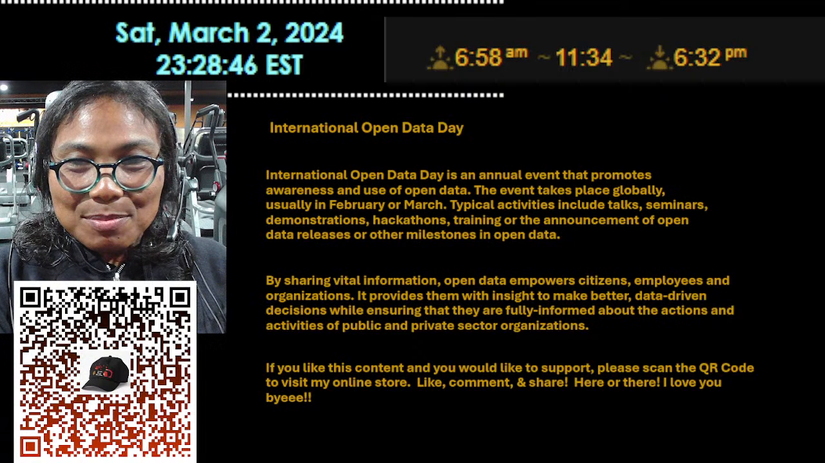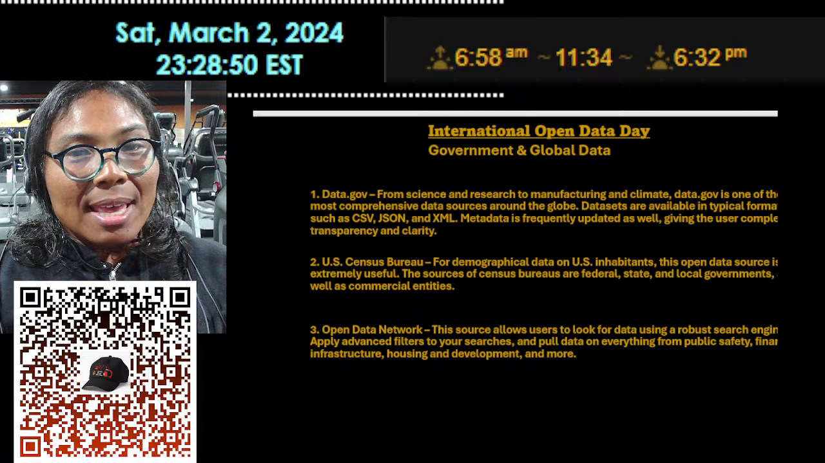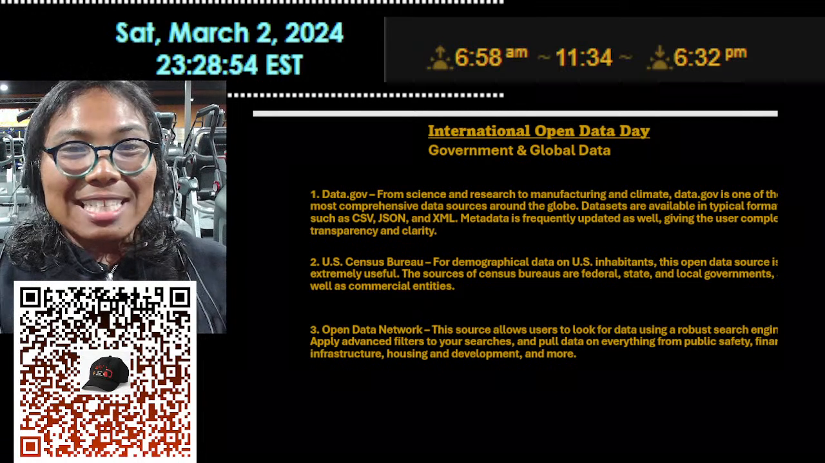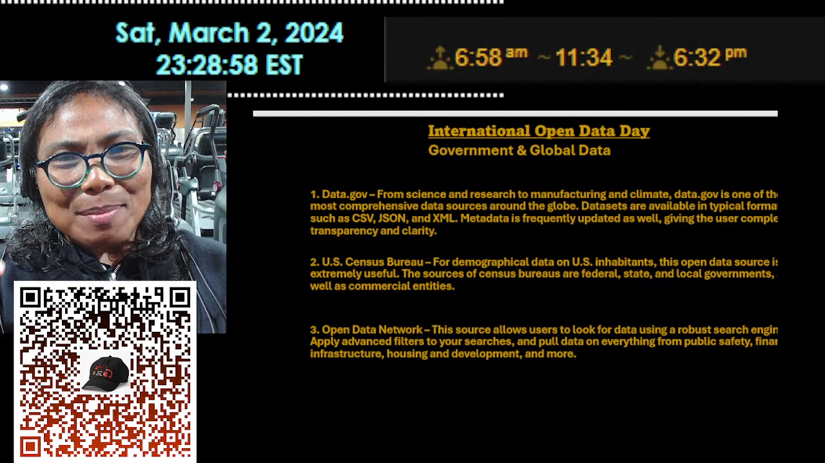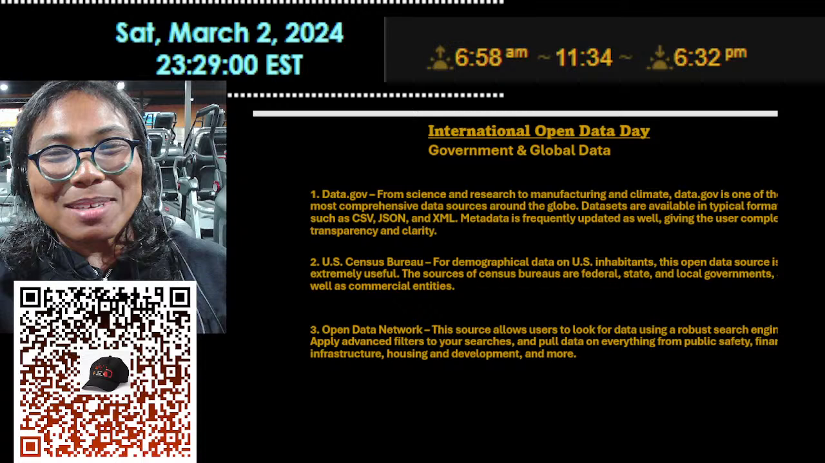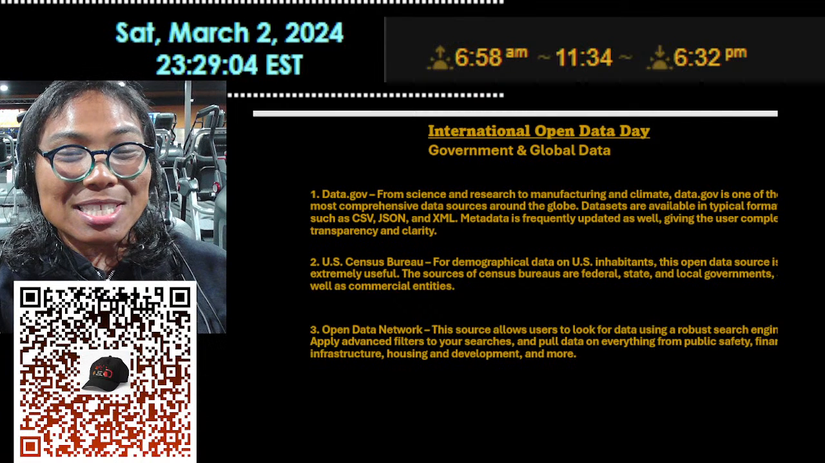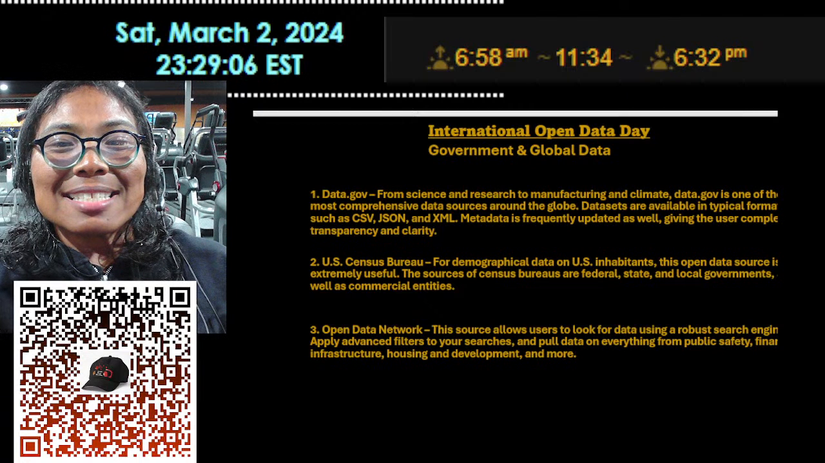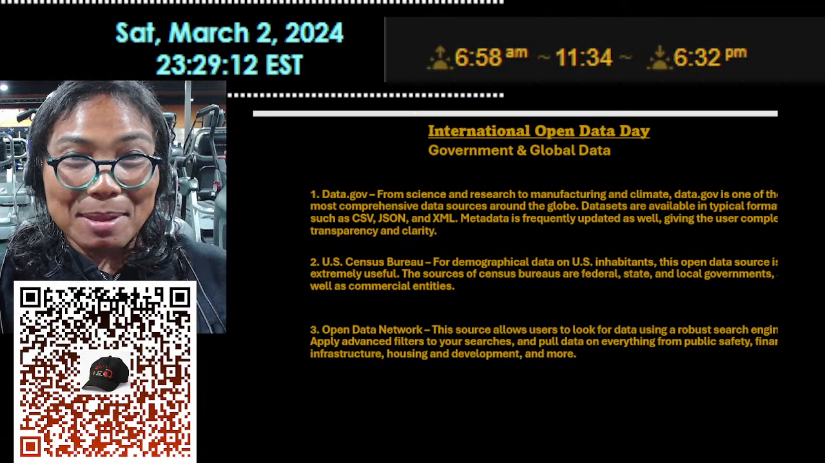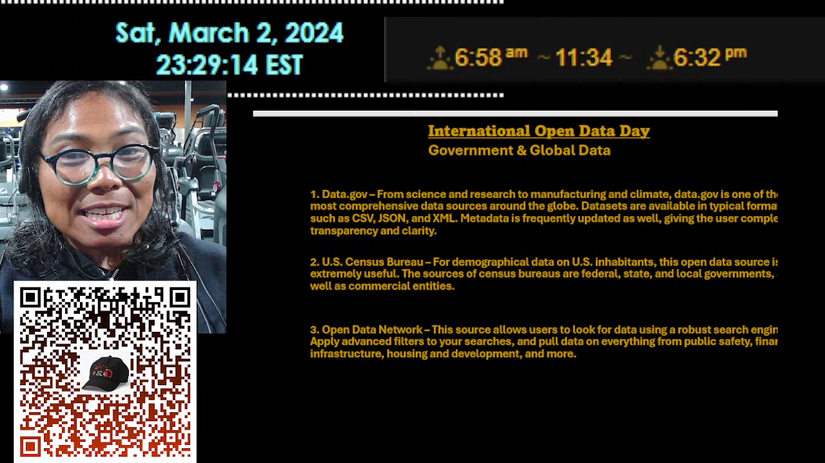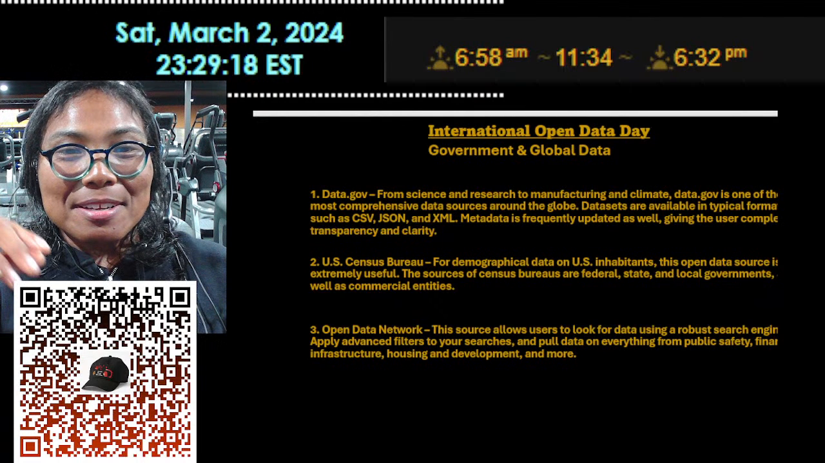Let's move forward. We're going to talk about some of the sources of open data that are available in the government and global data section. You can go to data.gov, and there you can find science information, research information, manufacturing, climate information. Data.gov is one of the most comprehensive data sources around the globe, and data sets are available in typical forms, so you could put it in CSV, JSON, XML. Metadata is frequently updated as well, and it gives the user complete transparency and clarity, so it's awesome to have around.